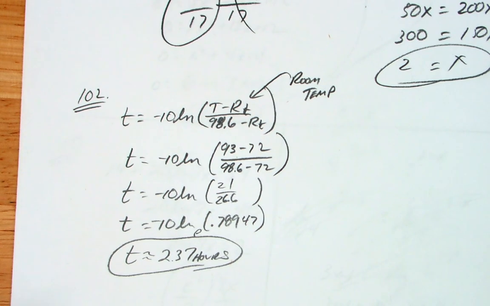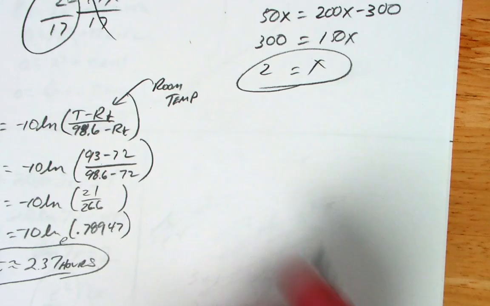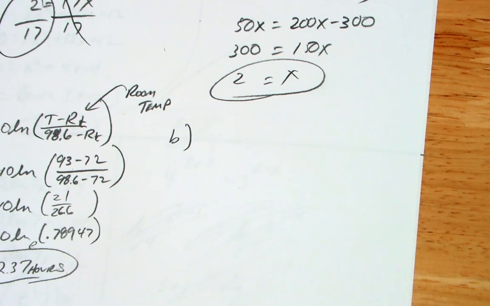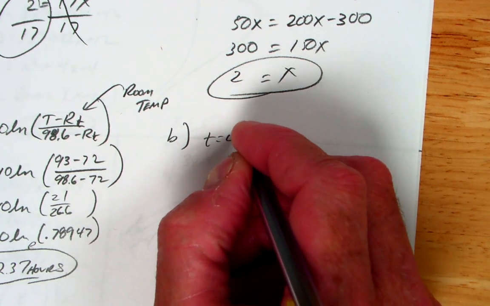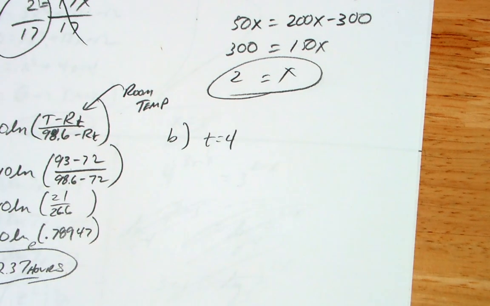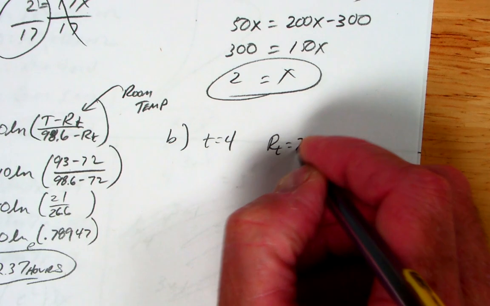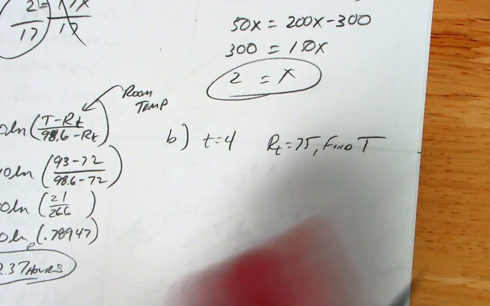Got it? Okay. Let's try a different scenario. Let's say I've got this situation. A hospital patient passed away 4 hours ago. So t equals 4. If the hospital has an average temperature of 75 degrees, so Rt equals 75, find the temperature of the body.